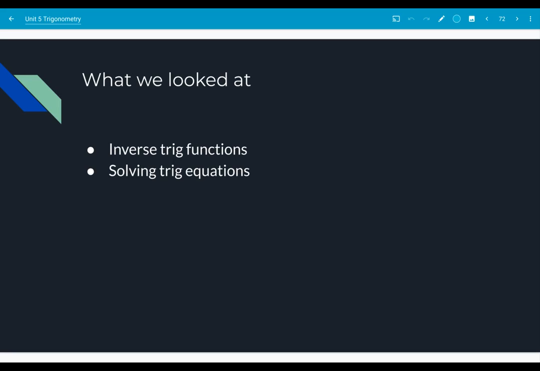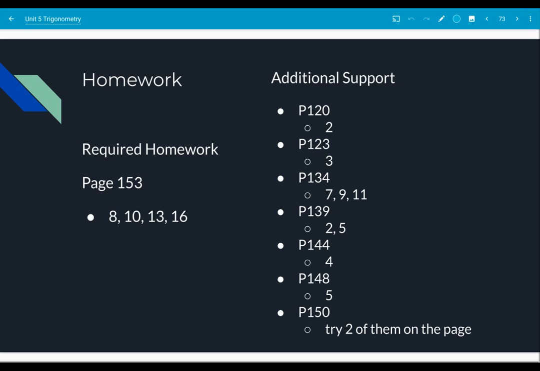So in this video, we looked at inverse trig functions and we looked at solving trigonometric equations. Here is your homework. It's 8, 10, 13, and 16. Don't forget to keep working on that. If you are struggling, find the page in the textbook, give it a read, and then maybe even practice some of these problems I have listed here to give yourself the extra practice on the basic mechanics. The additional support problems are not AICE problems. They're just the basic mechanic problems, similar to the practice problems I worked throughout this video. If you have any questions, make sure you write them down and bring them to class.